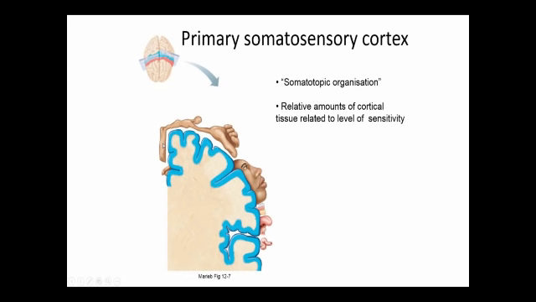What's interesting is that there isn't the same ratio of cortical tissue to size of that body part. Instead, the amount of cortical tissue reflects the density of innervation in that particular body part, and therefore the level of sensitivity or sensory acuity. So, for example, the hands and the face are much more densely innervated, and therefore there is a lot more cortical tissue dedicated to sensation in these areas.